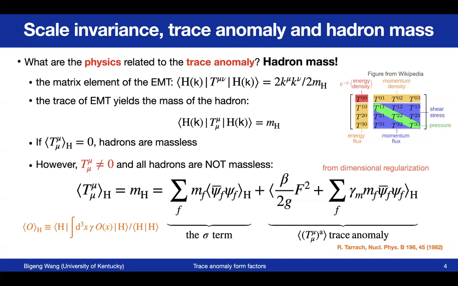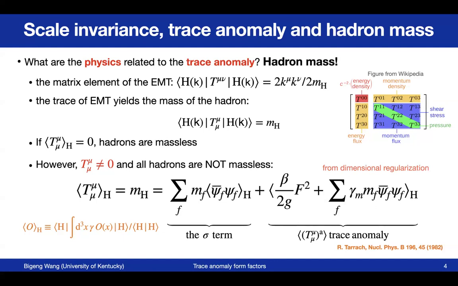So in total, I should mention the notation here. The bracket with the H label here means a matrix element divided by its normalization, so this whole thing is independent of the normalization of the state. But for now, we look at the expression. There are two contributions.